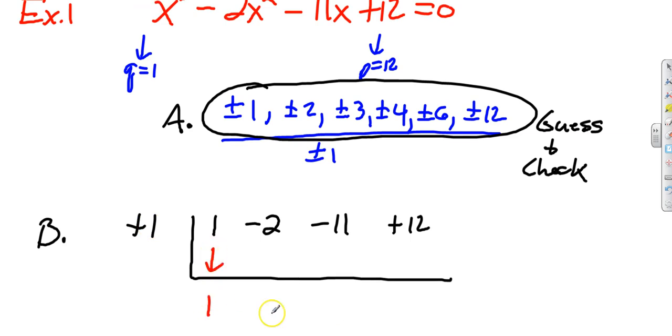All right, so bring down the first number. 1 times 1 is 1. Negative 2 plus 1 is negative 1. 1 times that's negative 1. Hey, we might have picked the right one here. That's negative 12. 1 times negative 12 is negative 12. All right, we picked a good one. All right, so that's what we wanted.